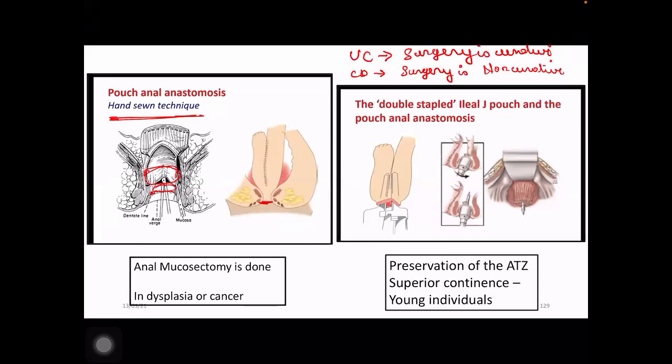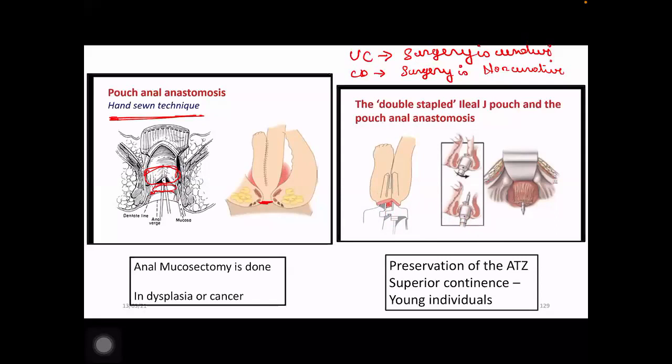Therefore, it is always better to go for a stapled technique like this in the picture, in which the anastomosis between the ileal pouch and the anal canal is done by a circular stapler. Basically, you form a J pouch by stapling the two limbs of the terminal ileum, and then you use a circular stapler to form an anastomosis between this ileal pouch and the anal canal, forming the ileal pouch anal anastomosis.